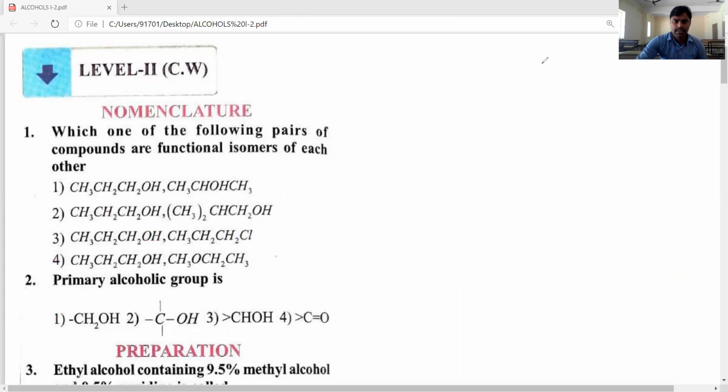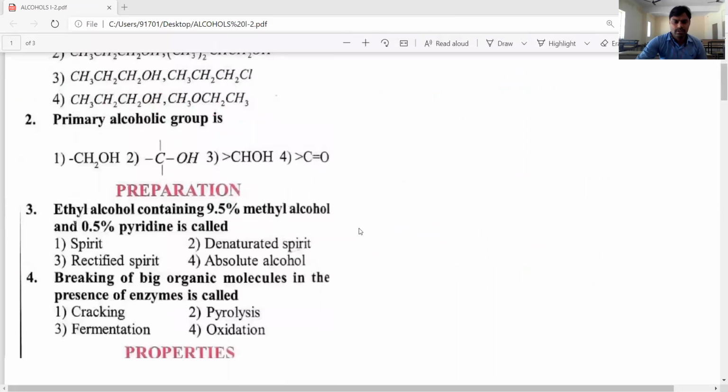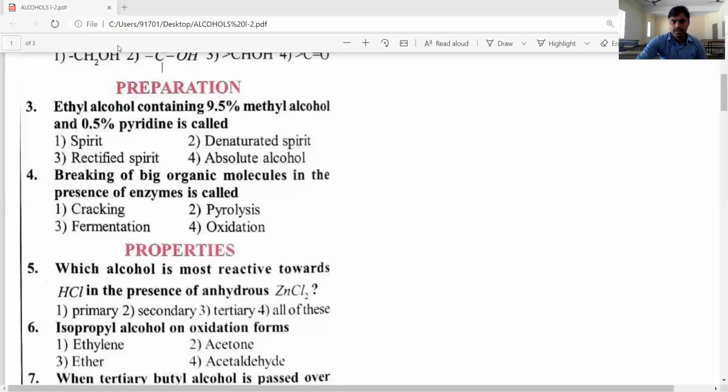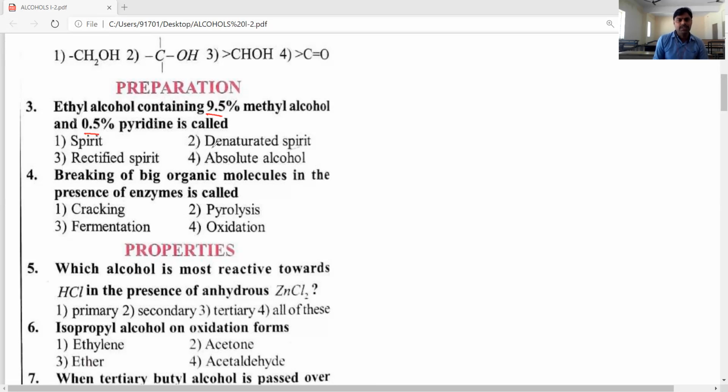Next, let's see the third question. Ethyl alcohol contaminated with 9.5 percent methanol and 0.5 percent pyridine is known as denatured spirit. Only 95 percent ethyl alcohol is known as rectified spirit.